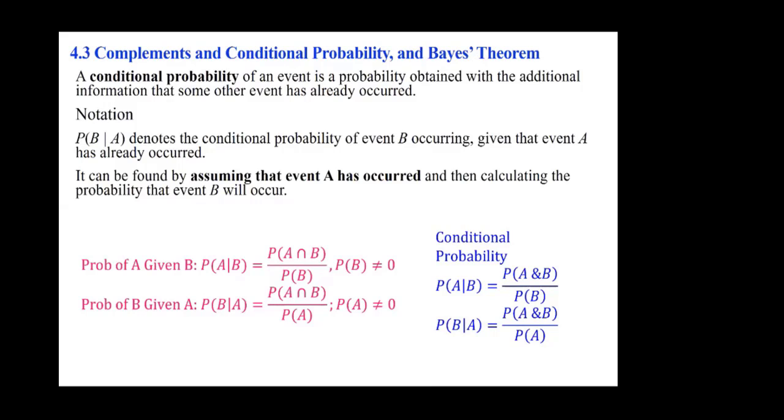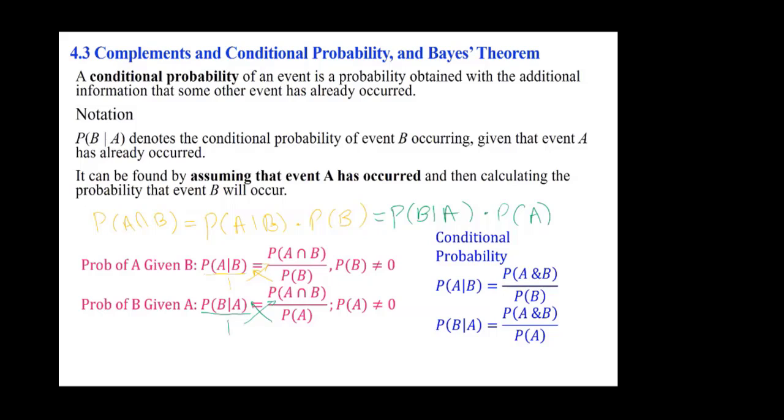Now, this is the one that gives rise to the following definition. Probability of A intersection B. Now this, we can use the product rule. Probability of A given B times the probability of B. Now if we do the same for this one, we get probability of B given A times the probability of A.